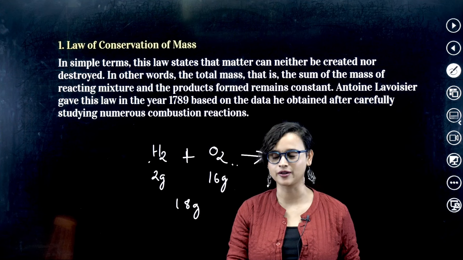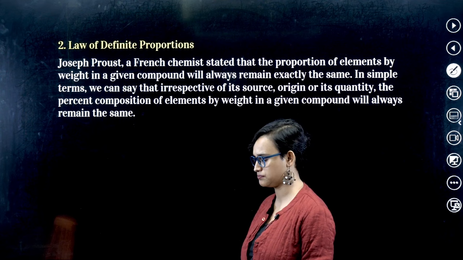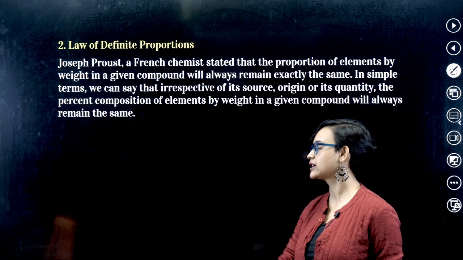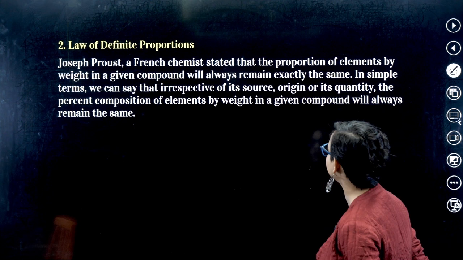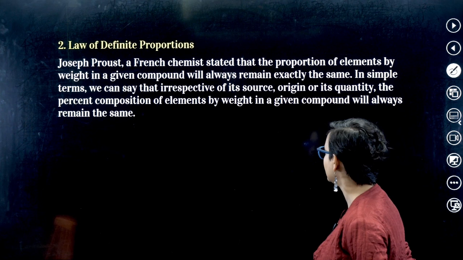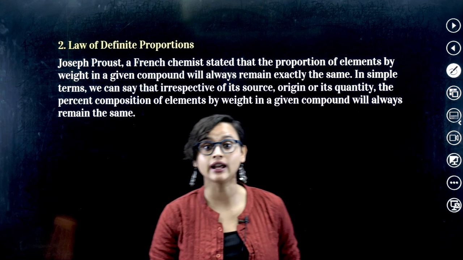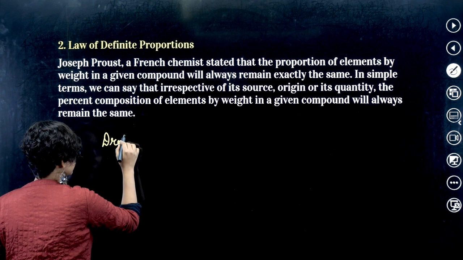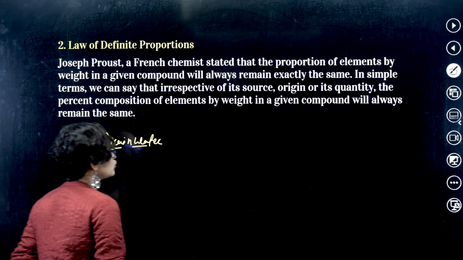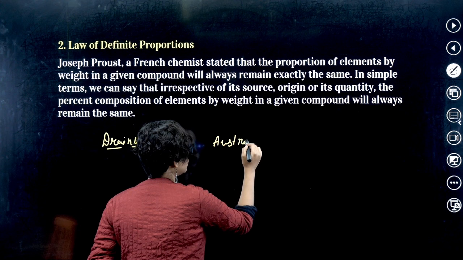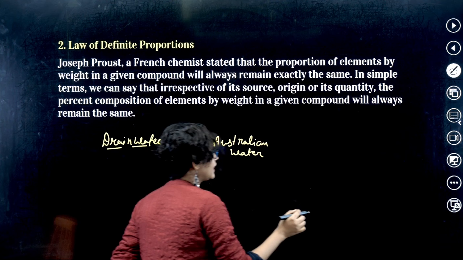Now, the law of definite proportion. Joseph Proust gave this law. He said that the proportion of elements by weight in a given compound will always remain exactly the same. In simple terms, let's say that I take some water from a drain. My friend took some water from Australia, and another friend of mine took some rain water.